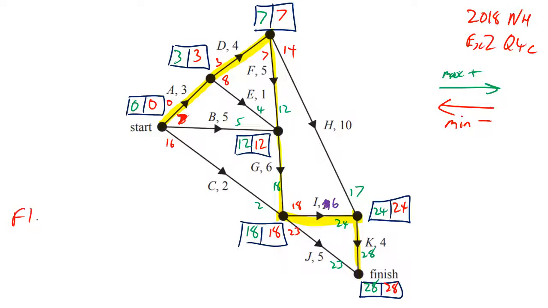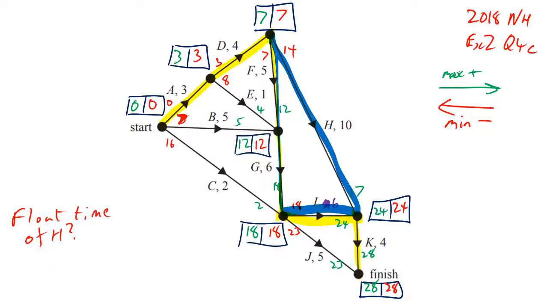So float time of H. So what is the float time of H? Now this goes back to what I was saying earlier. We've got a triangle here, and H is on that triangle, and the beginning of H has 7, 7, and the end of H has 24, 24, but H itself is not on the critical path. So when you're trying to work out the float, it just doesn't seem to be there, does it? But it is there, and we'll look at it in all the possible ways.